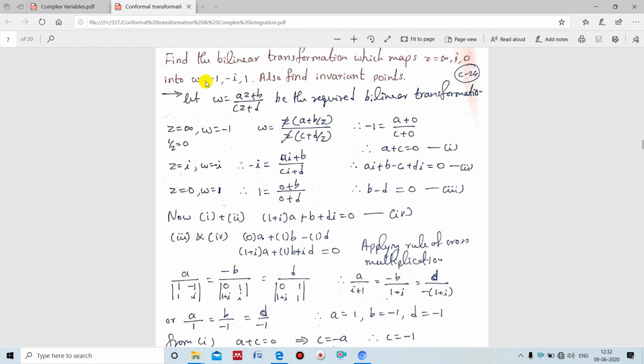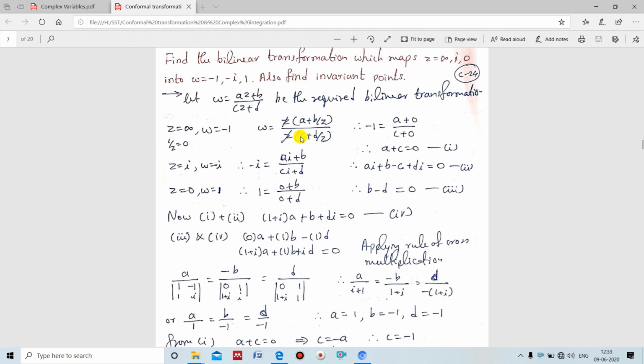Suppose they have given w equal to infinity. We take the reciprocal, because if you put w equal to infinity, we cannot get the point. Again, it is an indeterminate form. You already studied indeterminate forms in the first semester. So to avoid that, we take the reciprocal and make 1 by w equal to (cz plus d) divided by (az plus b).